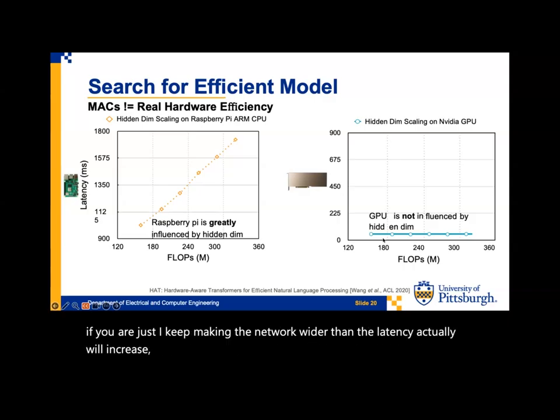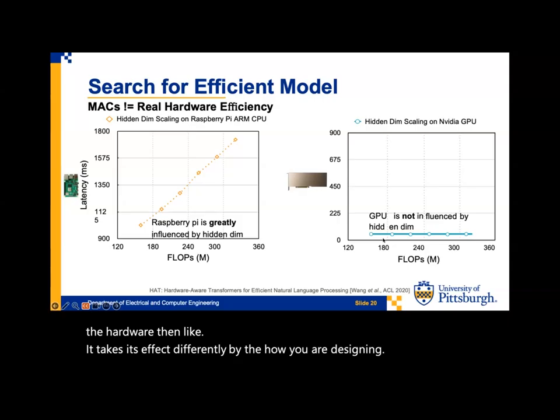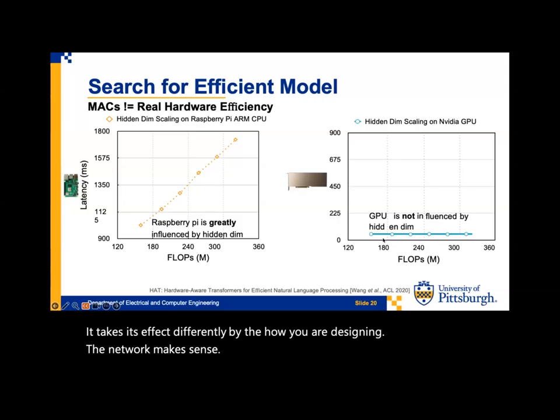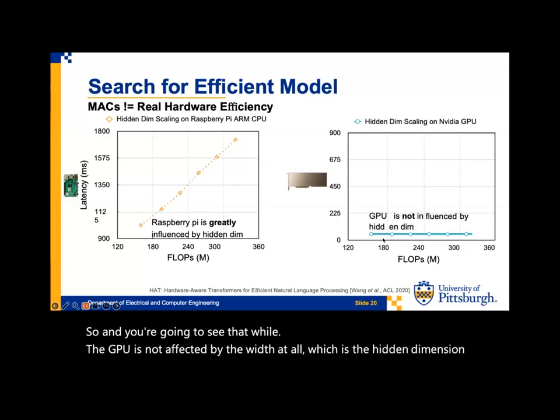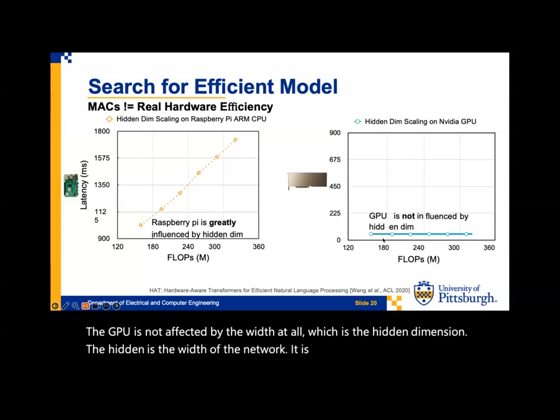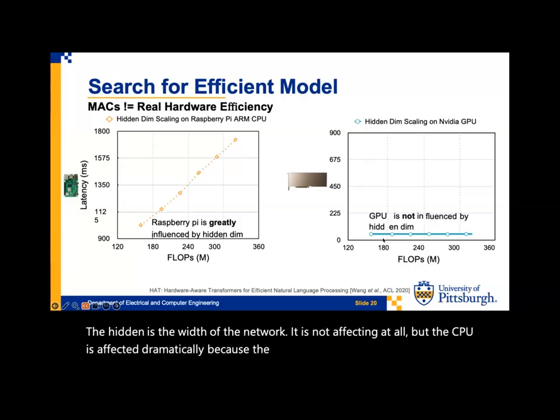See, so different hardware, because of the way you are designing the hardware, is affected differently by how you are designing the network. Make sense? And you can see that the GPU is not affected by the width at all, which is the hidden dimension, right? The hidden is the width of the network. It is not affecting at all, but the CPU is affected dramatically because the CPU cannot parallelize them. Okay.